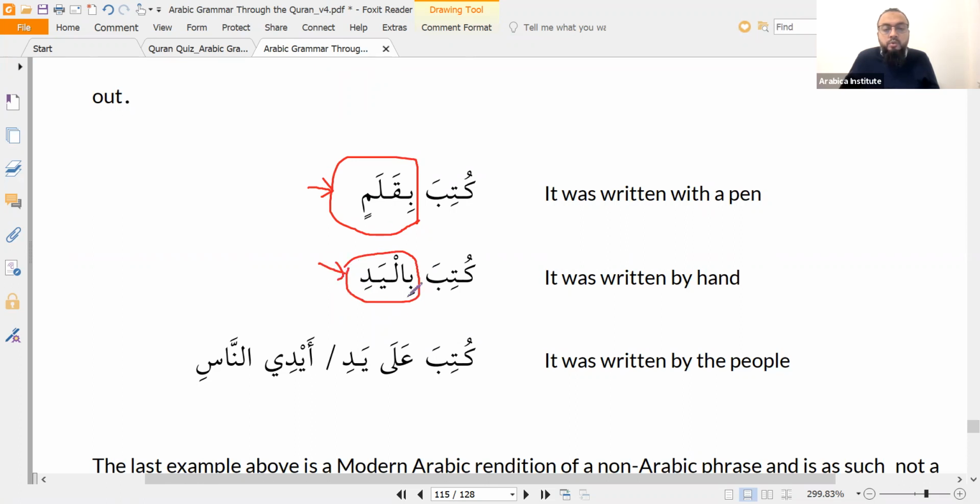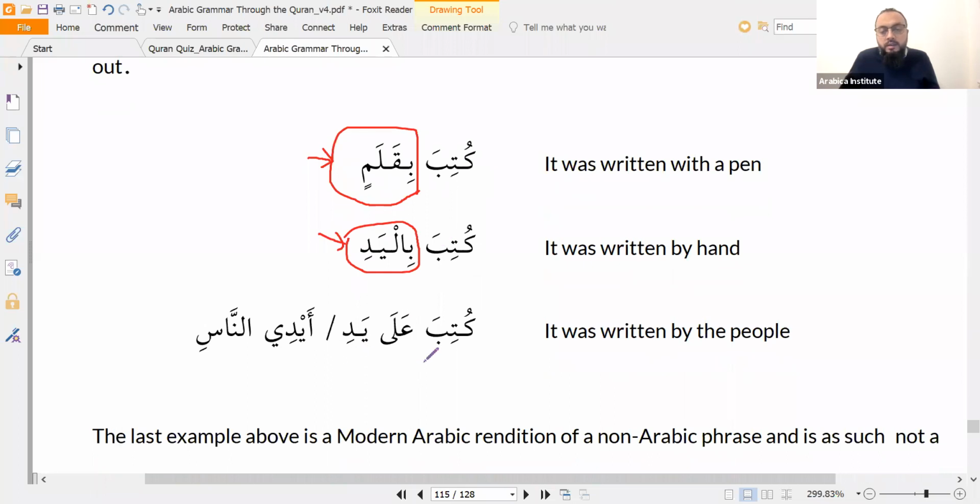So if you introduce the tool used to do the writing, that's fine. Okay? You still haven't mentioned who wrote it. You've mentioned what he used to write it. So that's fine. But in modern Arabic, they use the same technique to say who did it. So they say kutiba ala yadi nasi or kutiba ala yadi hasanin. That's how you'd render it was written by Hassan into modern Arabic. This is not found in classical Arabic.